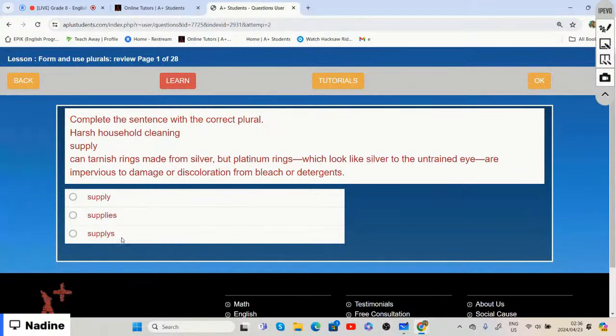So harsh household cleaning supplies can tarnish rings made from silver, but platinum rings, which look like silver to the untrained eye, are impervious to damage or discoloration from bleach or detergents. So supply, we need to change that word to make it plural. Supplies. Is it option one, two, or three?